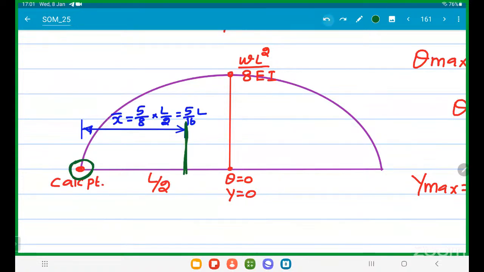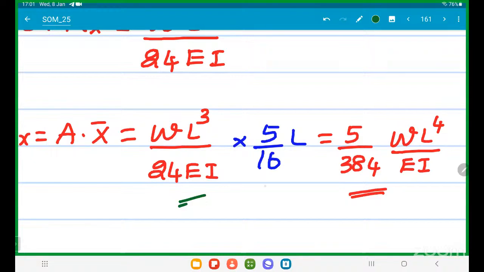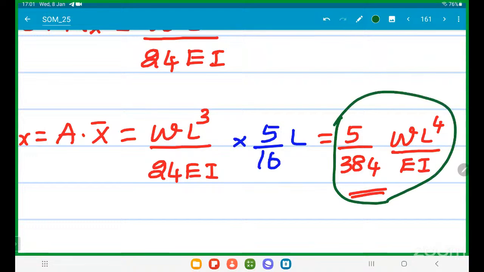According to the original diagram, semi-parabolic area. This is 3 by 8 B. Correct? This is 5 by 8 B. So 5 by 8 into B, which is L by 2. Okay, sir. So 5 by 8 into L by 2 means 5 by 16 L. Right. If you multiply this area and this 5 by 16 L, you will get 5 by 384 into small w L power 4 by EI.